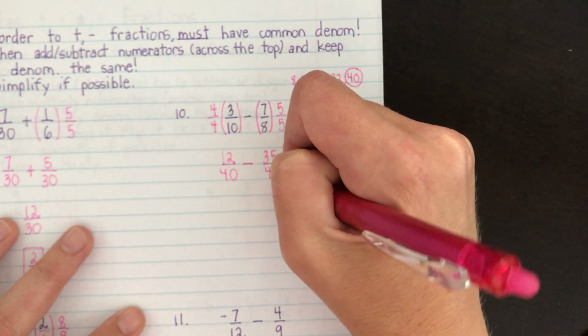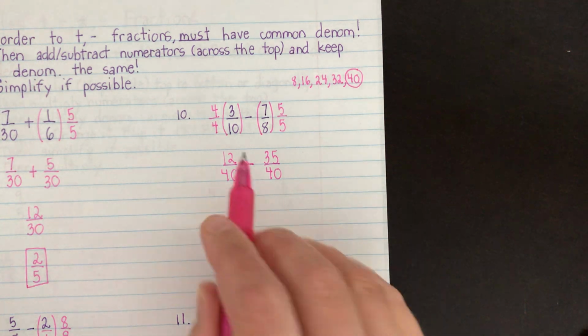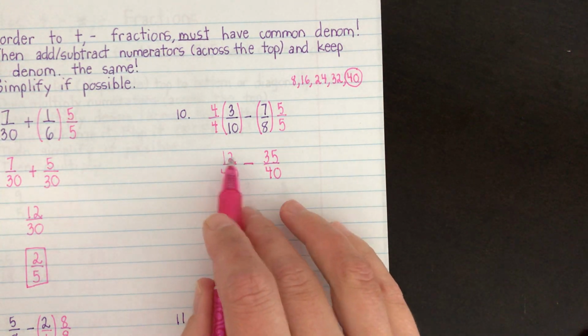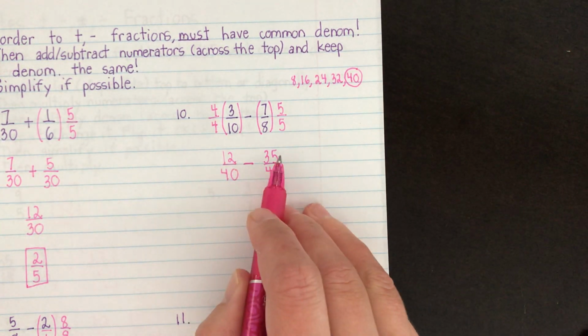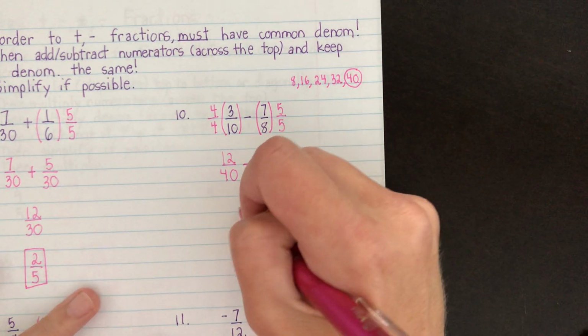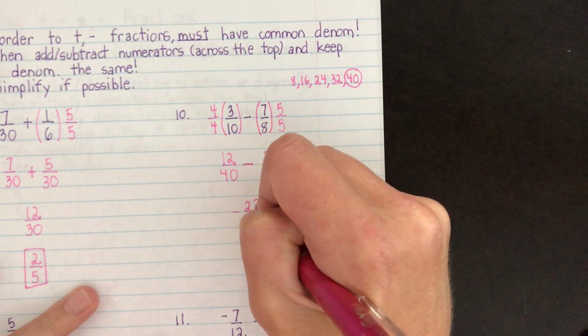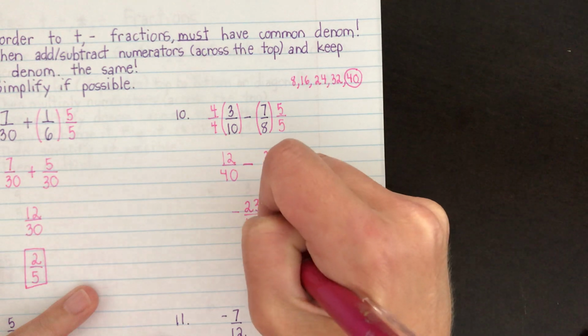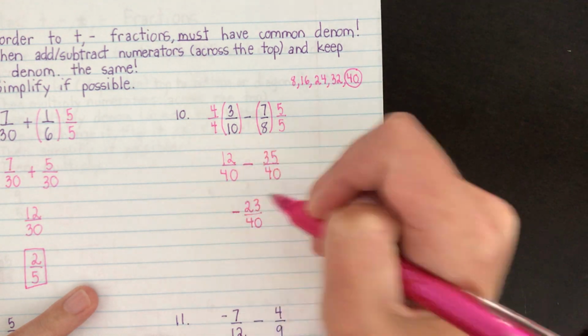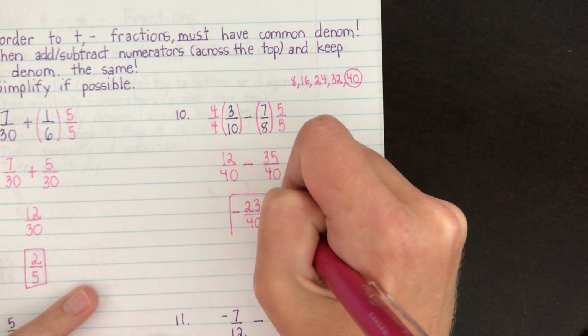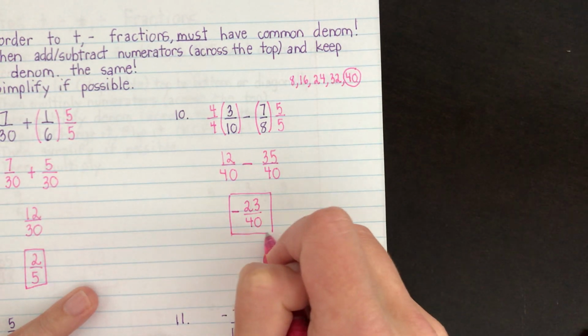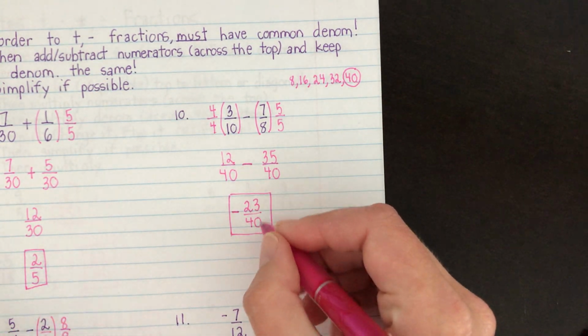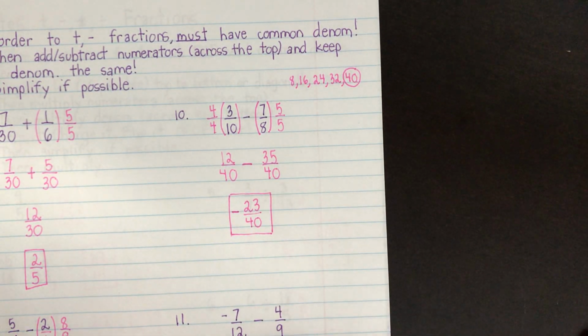So now I have that desired common denominator. So then I subtract across the top, 12 minus 35 is negative 23 over that common denominator of 40. And can I simplify further? The answer is no, I cannot. There's not one number other than 1 that divides evenly into both of those values.